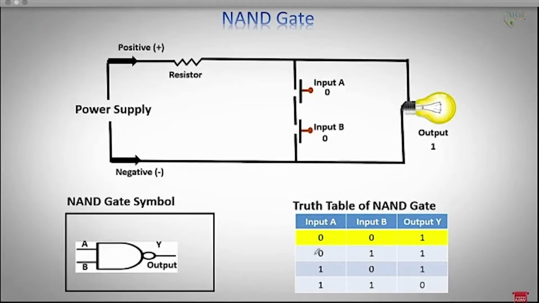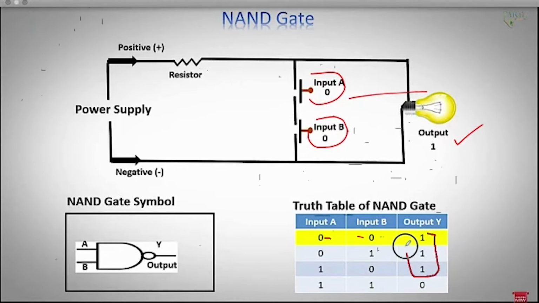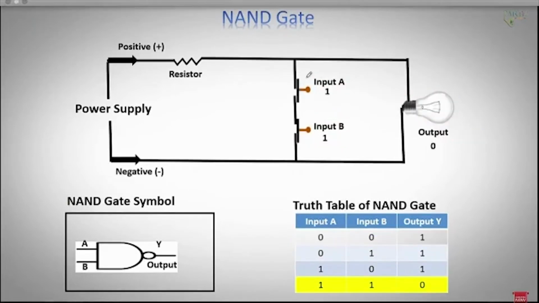If you can see in this electronic circuit, when input A and input B are both 0, the output will be true. That means the lamp will be on. The same thing applies for the other cases, but when input 1 is true and input 2 is also true, the output will be 0. That means the lamp will not light.